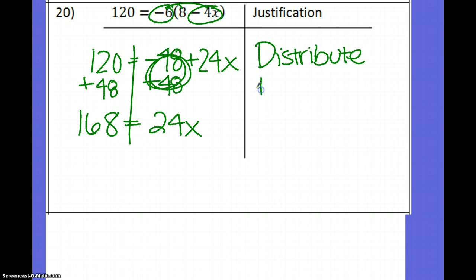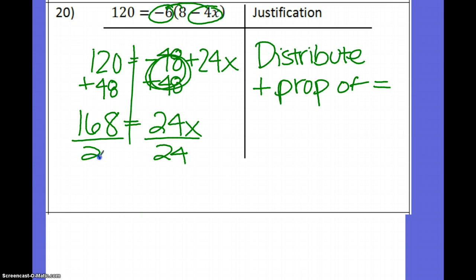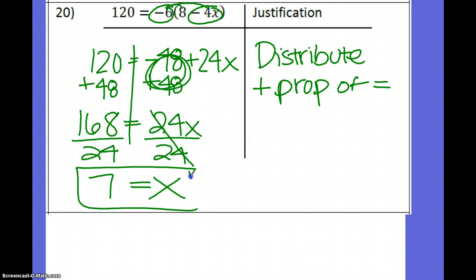So I added, so that's the addition property of equality. And the last, I divide out 24 on both sides. X ends up being 7. So lastly, I use the division property of equality. Kept it equal on both sides.